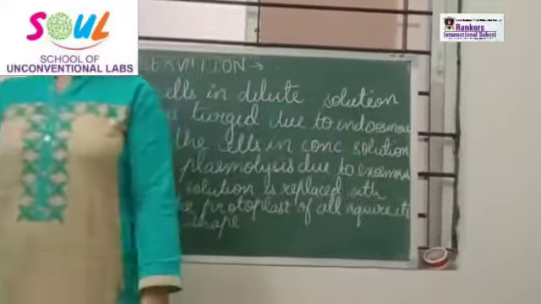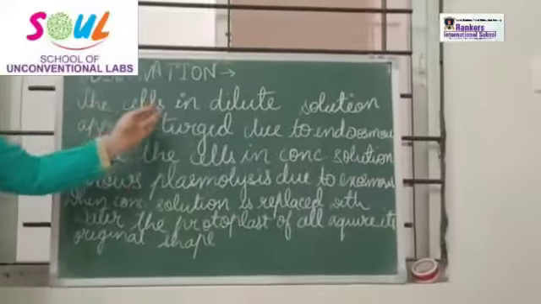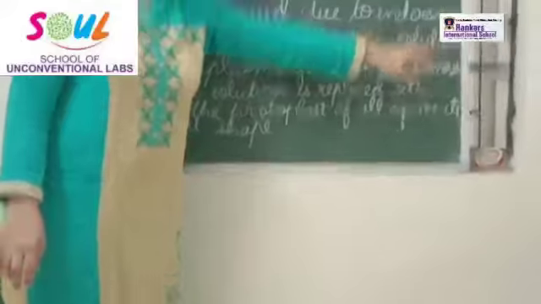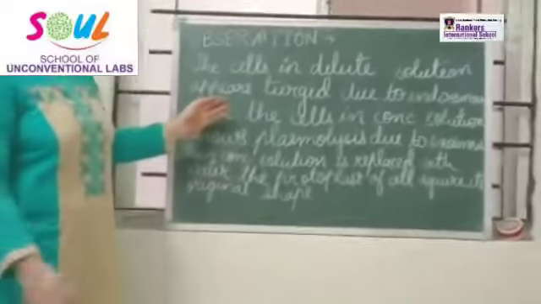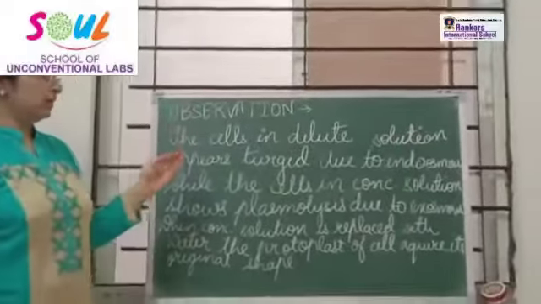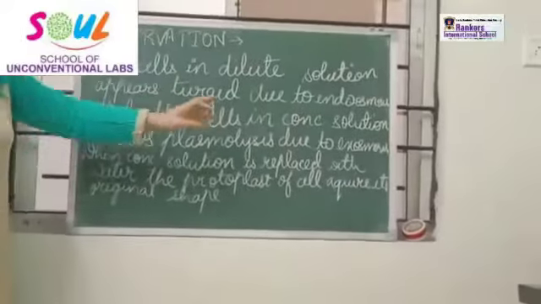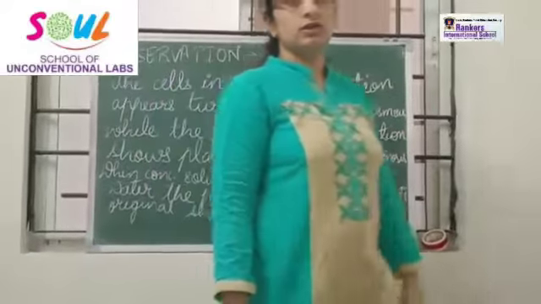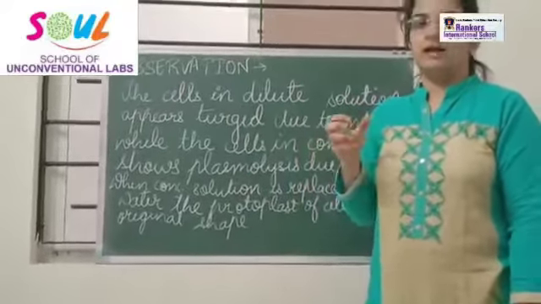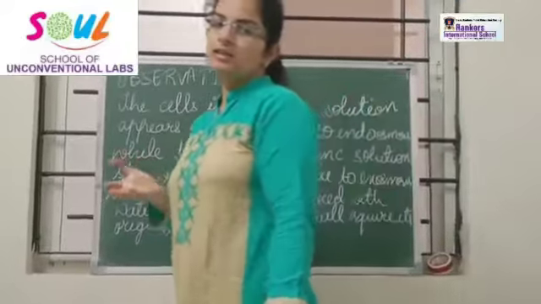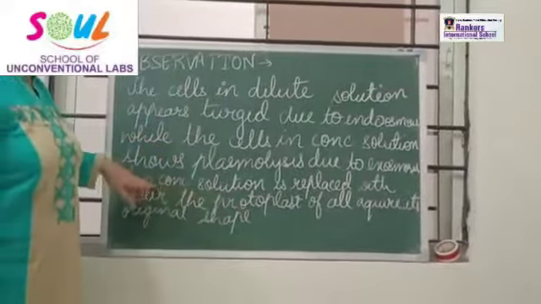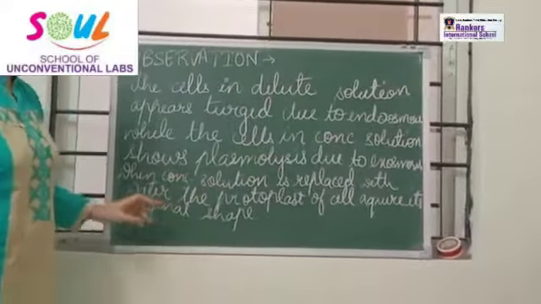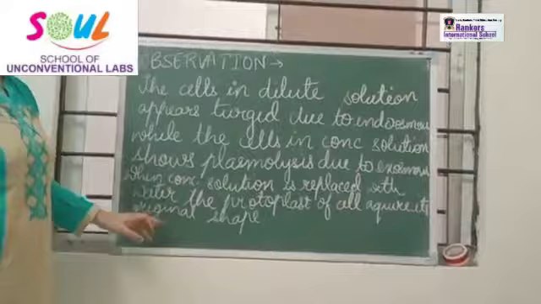Here is the observation under the microscope: the cells in the dilute solution appear turgid due to endosmosis, while the cells in the concentrated solution show plasmolysis due to exosmosis. Means in the concentrated solution the cell shrinks, and in the dilute solution it regains its water. When the concentrated solution is replaced with water, the protoplasm of the cell acquires its original shape.